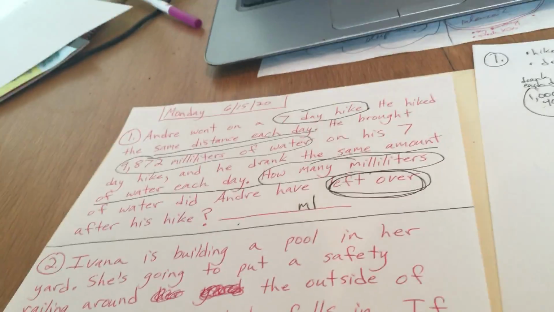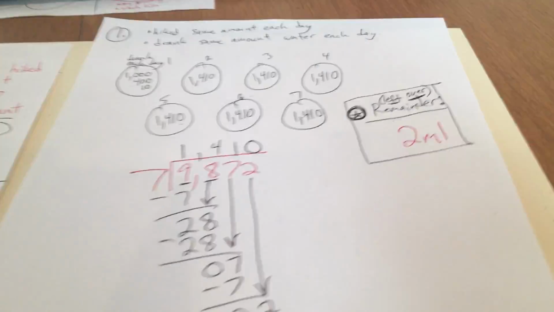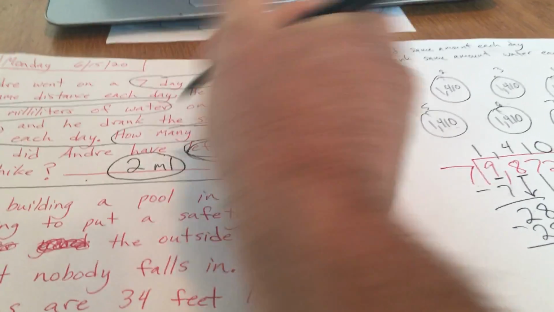So the answer to the question, how much water did Andre have left over after his hike? He only had 2 milliliters left over. So the answer to this problem is 2 milliliters.